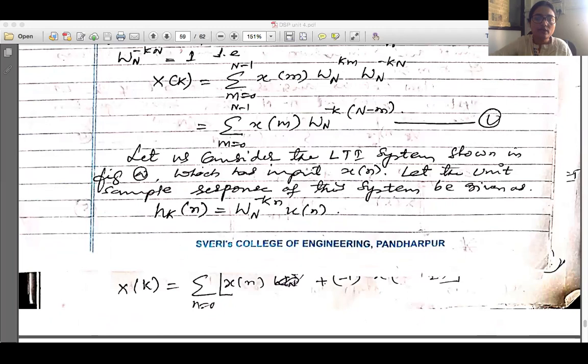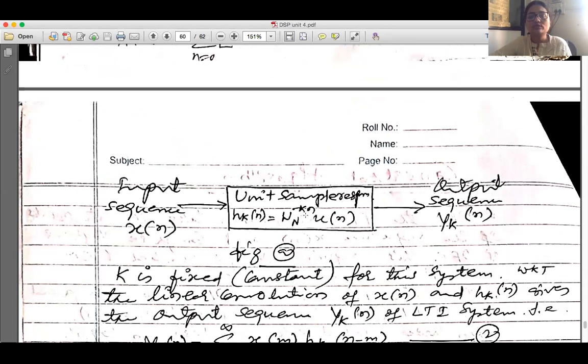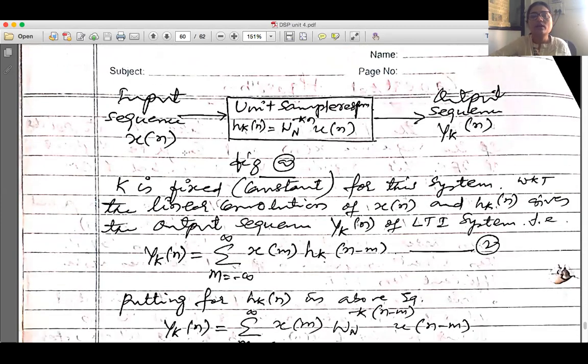Here we have considered the sequence. This is my unit impulse sequence hk of n, which is W raised to minus kn suffix N into u of n. u of n is the unit step sequence. So with this impulse response, we have the system where the input sequence which we are applying is x of n. This is my unit sample response, hk of n equal to W raised to minus kn suffix capital N into u of n. And here I will be getting the output sequence yk of n.